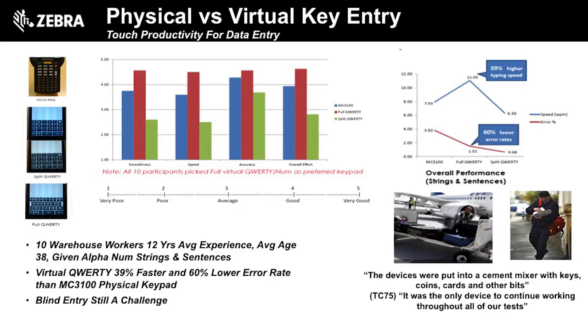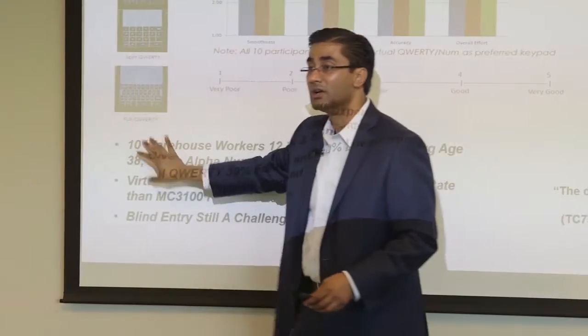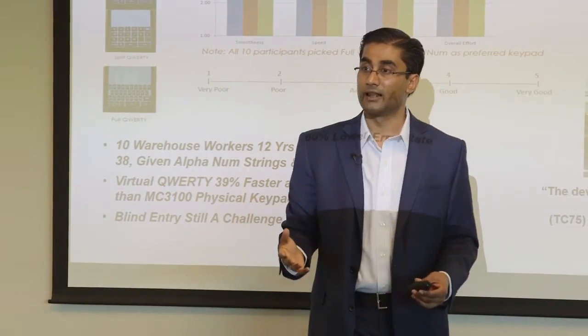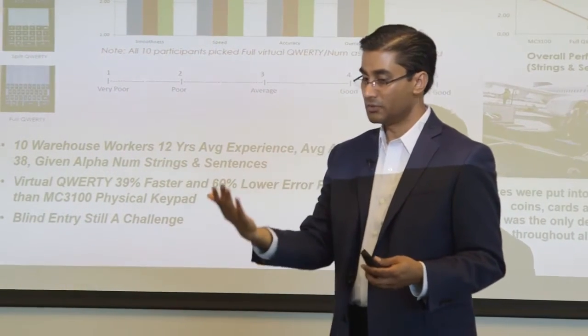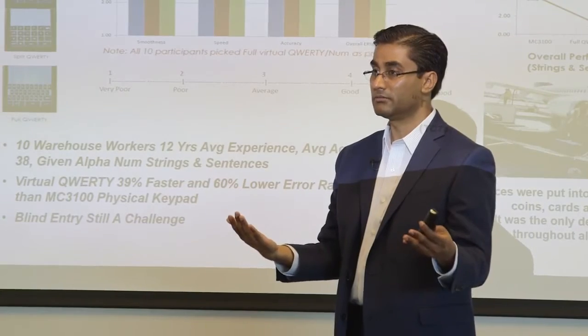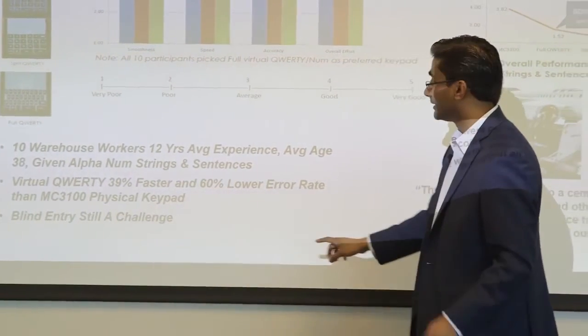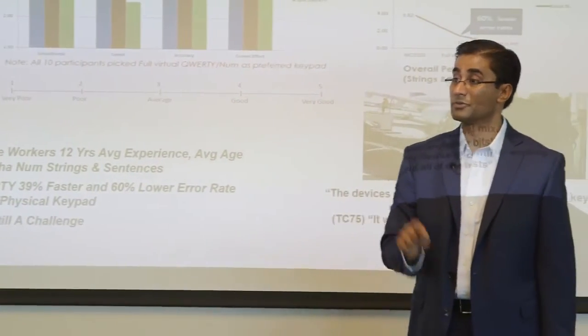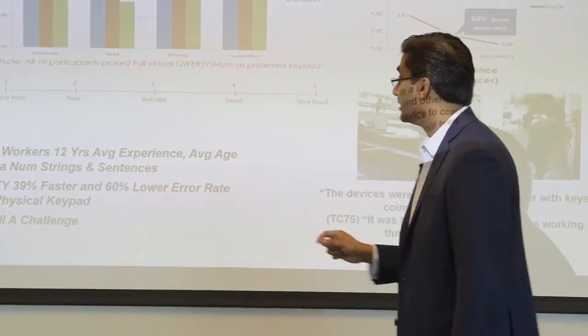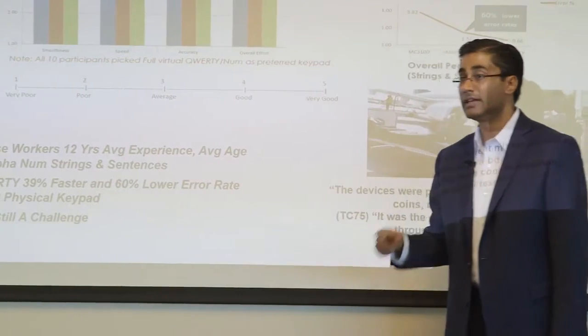Now, this is another interesting pattern, right? We used to have the physical keys, right? We were just looking at an MC33 somewhere back there, right? I think you were looking at that, right? Which was all physical keys, and going into virtual keys. We actually did an analysis where we gave out to workers devices which had physical keys and virtual keys. We actually saw a 39% improvement in efficiency, right? Those same workers were able to enter data a lot faster and at a 60% lower error rate than on the physical keyboard.